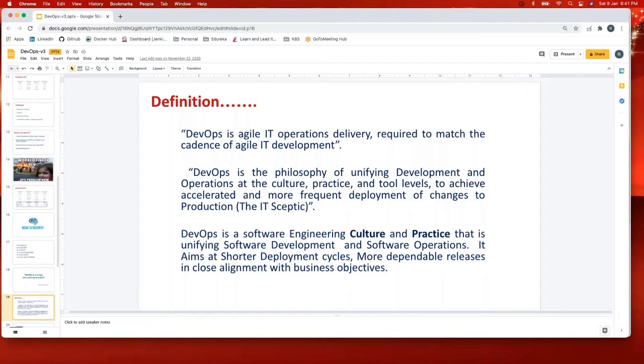Yes, that is DevOps. DevOps is the philosophy of unifying development and operations at a culture, practice, and tool levels to achieve accelerated and more frequent deployment of changes to the production. See here, the underlying point, more frequent deployment of changes to the production environment. This is the main goal, right, team? This is what we've been talking about, right?